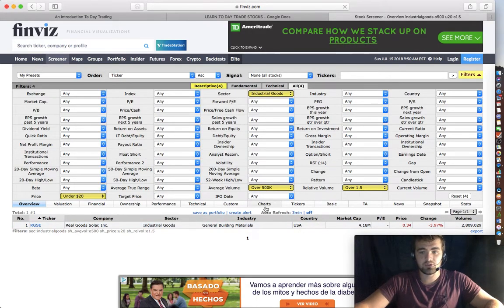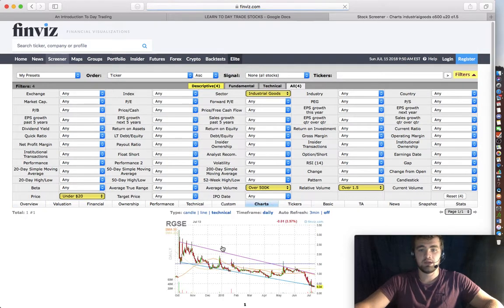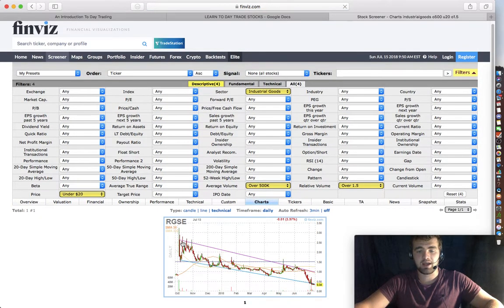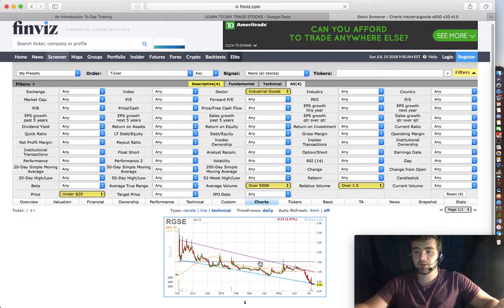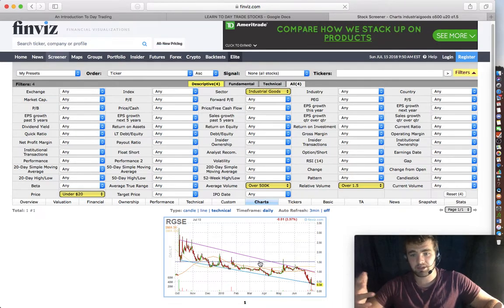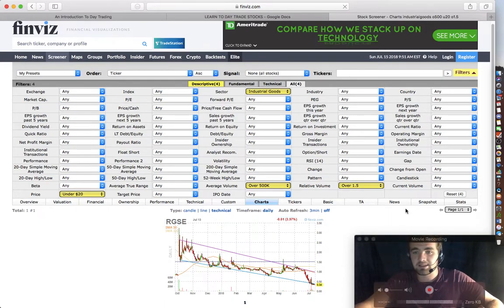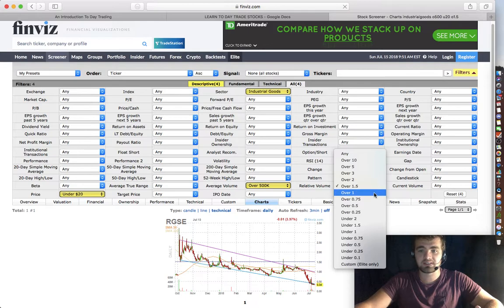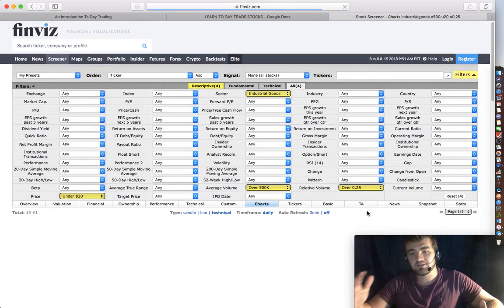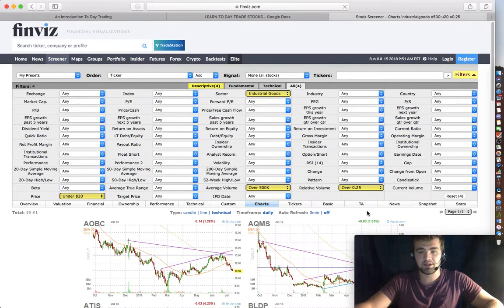So let's go to charts right here. As you see here, we have a descending pattern. We wouldn't want to trade that unless we were going to short it. And the price at 34 cents is kind of not in the best interest. So we can adjust this. We can just go over 0.25, and even that is a pretty decent number here.